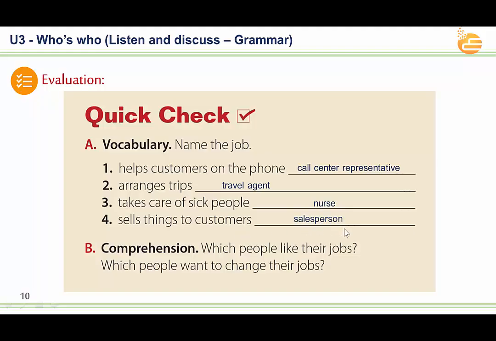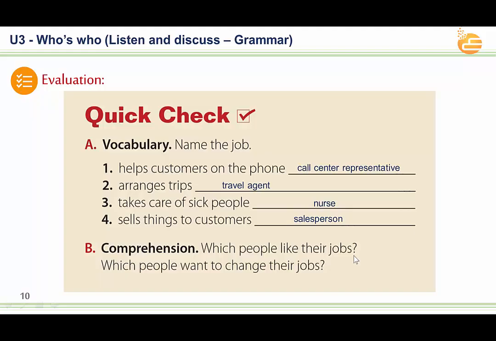Very nice. Excellent. Thank you very much. Let's go to B, comprehension. Which people like their jobs? So we have two of them that like their jobs. Give me their names or the names of their jobs. It's okay, the name of the person or the name of the job.